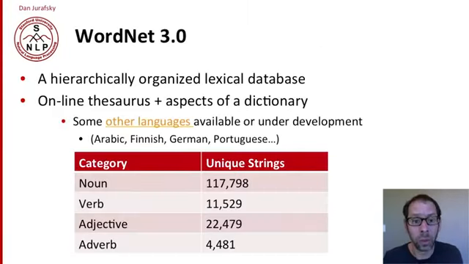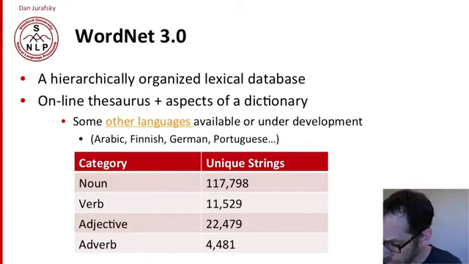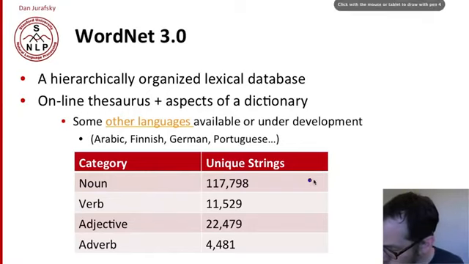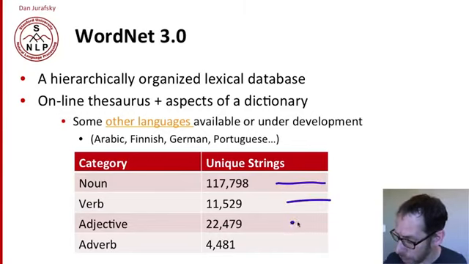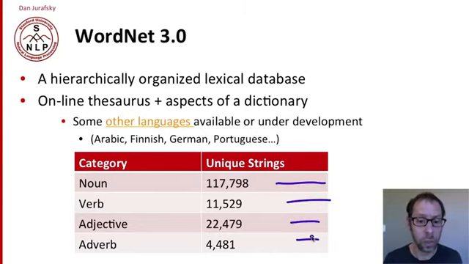One of the most commonly used ones, WordNet, is a hierarchically organized lexical database. It's an online thesaurus, but it also has some aspects of a dictionary. WordNet itself is in English, but there are lots of other languages that are either available or under development. In WordNet we have over 100,000 nouns and over 10,000 verbs, and also adjectives and adverbs. For each of those, we have definitions and ontological relations.